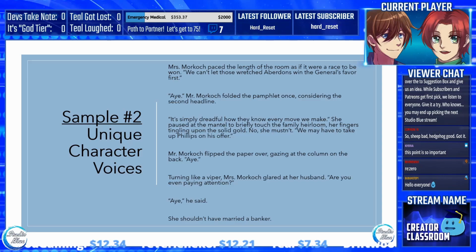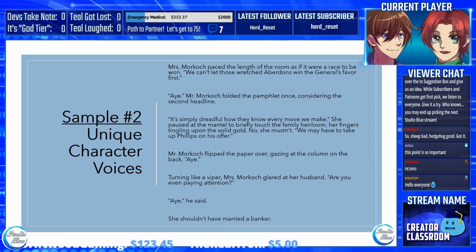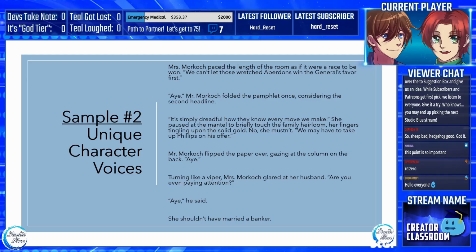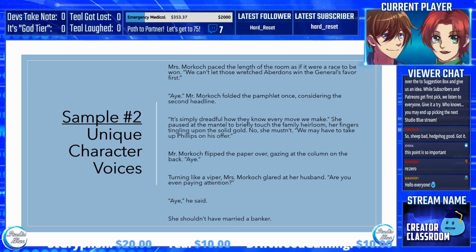We may have to take up Phillips on his offer. And then when her husband says "I" a second time, almost dismissively, we have now nailed their personalities through their dialogue, especially him. We know that Mr. Morak is not excitable. He's reserved. Whether he doesn't care about his wife's feelings, or he has a plan or something else, he's not currently showing that he's bothered. So he's laid back, whereas she's very excitable.